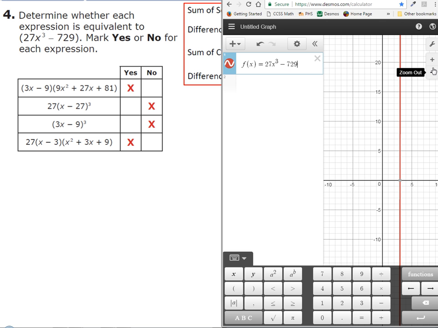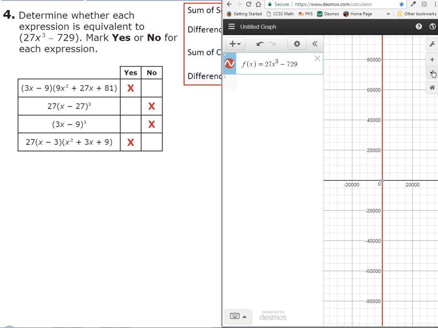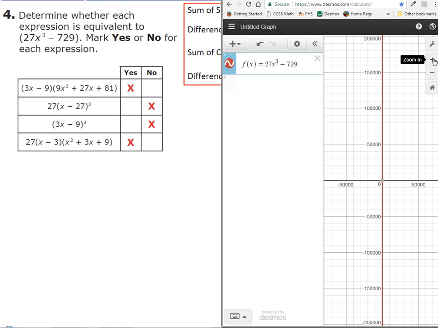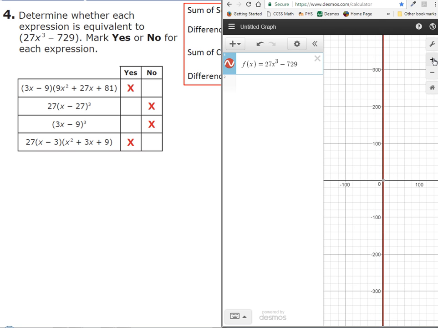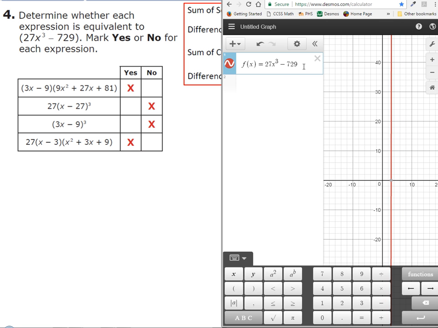If I want to, I could zoom way out so I could see what that looks like. I think I zoomed out way too far. Let's zoom in. It's going to be a cubic, so it's going to go up and down a little bit. Well, I'm not going to bother with the graph, you'll see why in a second. We could mess with the graph and compare the graphs.